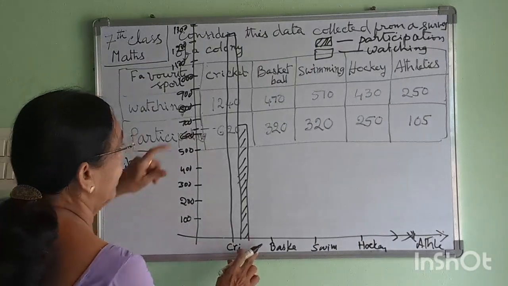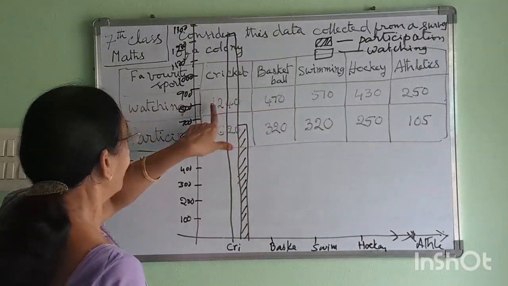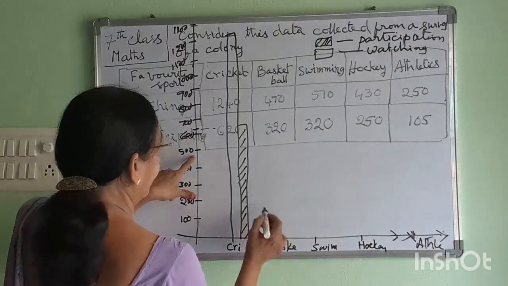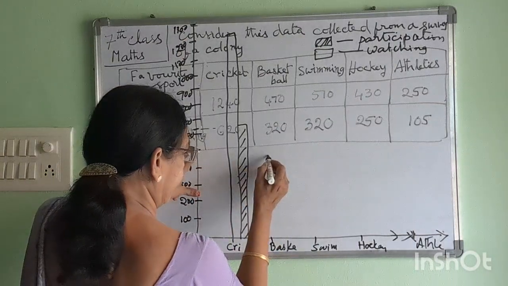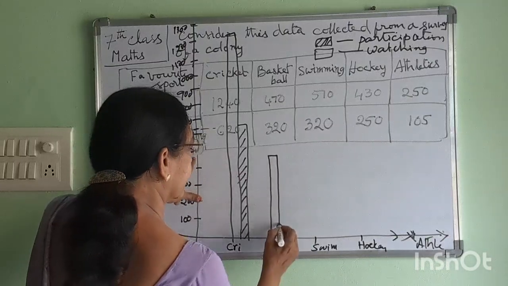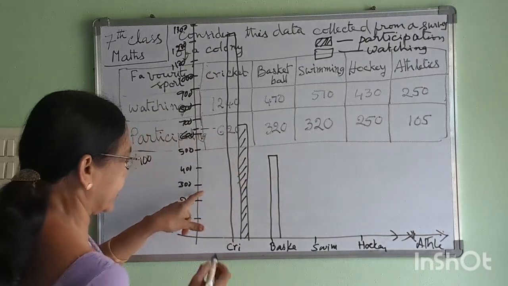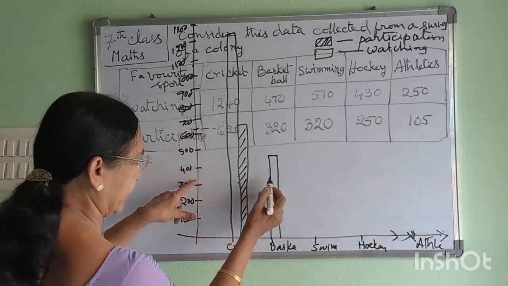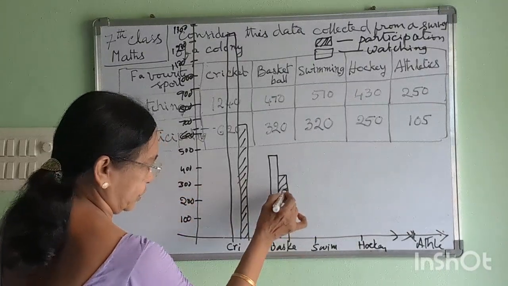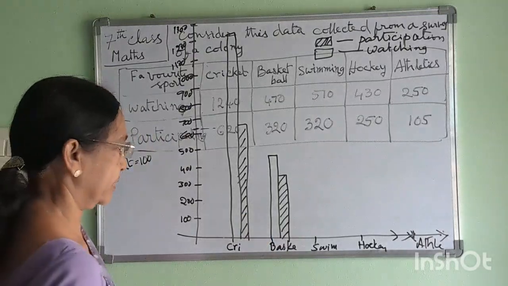Next, basketball. Regarding basketball, 470 people are watching. 470, here it will be 470. And 320 people are participating. It is 320. So the bar corresponding to the participants is shaded.